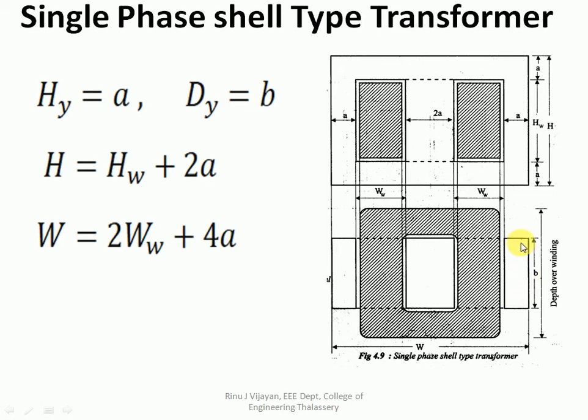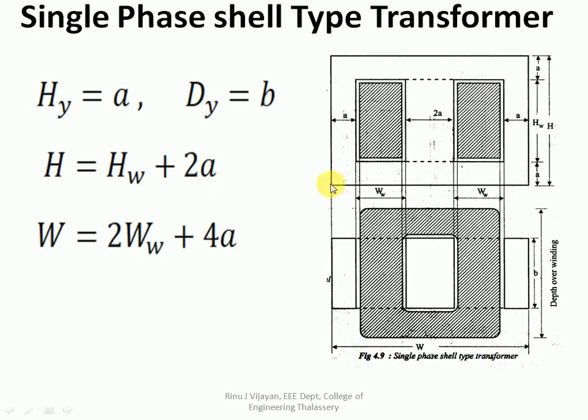This is actually the depth of yoke. It is the same as the depth of core, as the core shown here is rectangular in shape. The overall height relation remains the same as that of the core type transformer, but instead of HY we can substitute small a, so the relation gets modified into H is equal to HW plus 2 small a. Now let's find the overall width of the transformer core.